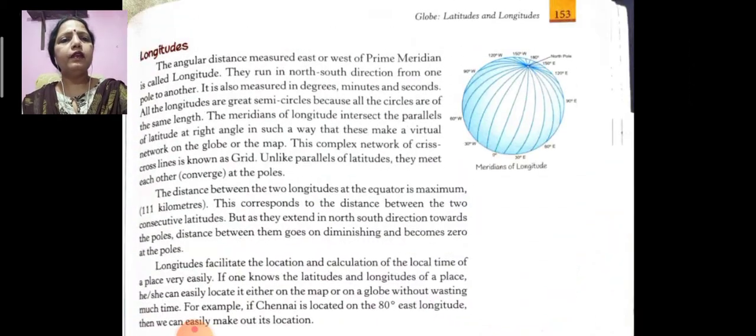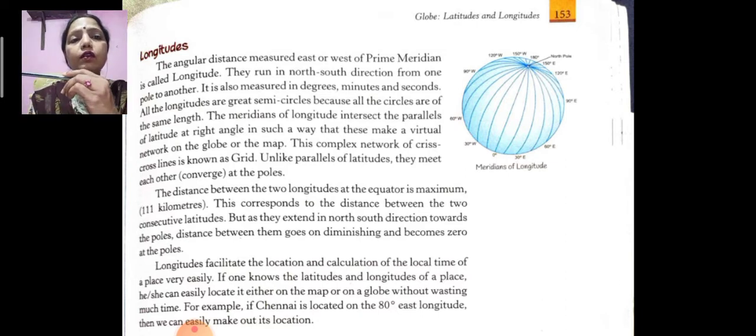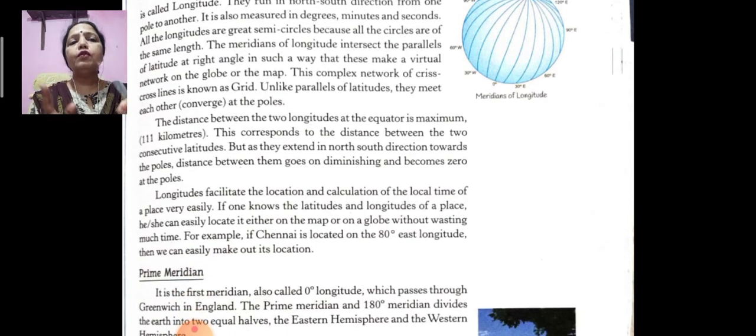Here you can see the picture of the meridians of longitude. Now we will know about longitudes. What is longitude? The angular distance measured east or west of the prime meridian is called longitude. They run in a north to south direction from one pole to another pole. So the distance between two longitudes at the equator is maximum, 111 kilometers.